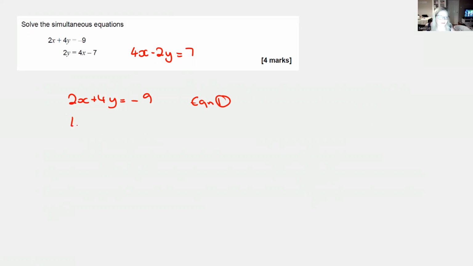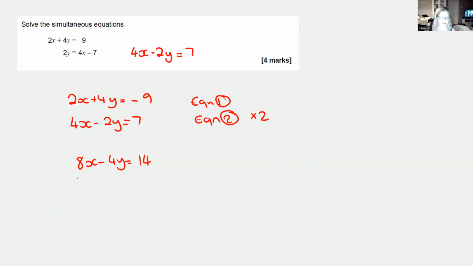And 4x minus 2y equals 7. That's equation 2. And again, in this one I only have to times equation 2 by 2, because I've already got 4 there and I know that 2 goes into 4. So what I'm simply going to do is times that second one by 2. So that gives me 8x minus 4y equals 14.